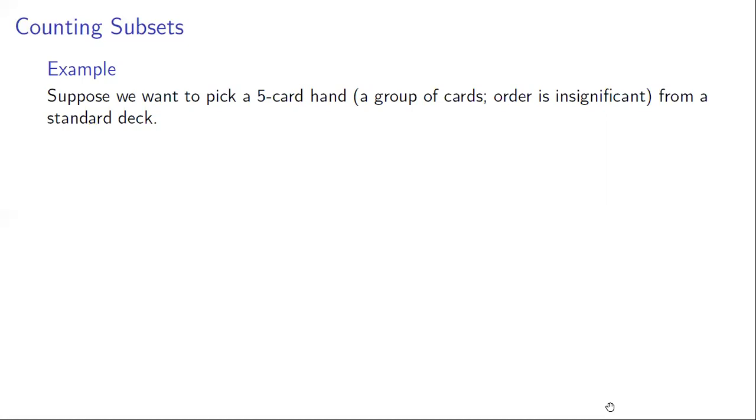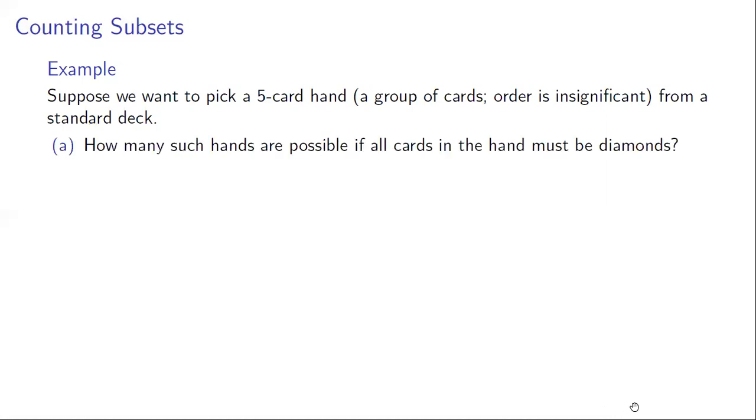Order doesn't matter. So suppose we want to pick a 5-card hand from a standard deck, a group of 5 cards. Question: how many such hands are possible, meaning how many such groups of cards can we make, if all cards in the hand must be diamonds? I want to know how many different ways I can pick a group of 5 cards. I don't care about the order. Can I just pick a group of 5 cards such that all the cards will be diamonds?